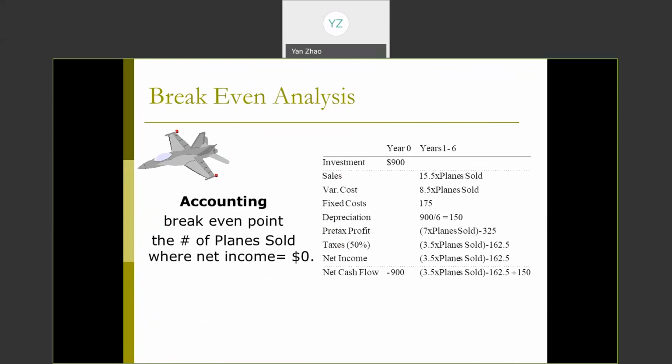First, we calculate the accounting break-even point. So the accounting break-even point says the number of planes to be sold to make the net income 0. So what is net income? Net income is this number. So let's make this number 0. Net income equals 0. We have one equation and one unknown variable. We can back it out. So we have to sell at least 47 planes to make the accounting break-even point.